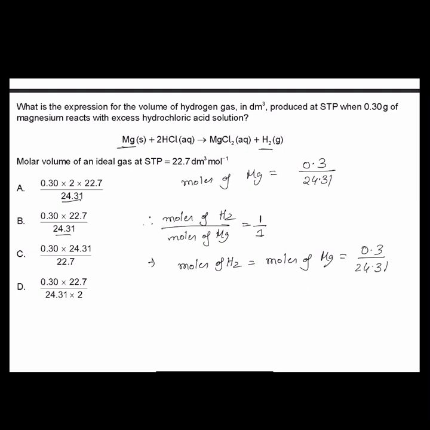Now we have to find the volume of hydrogen gas. Volume is moles times the molar volume. So at STP, this would be moles of hydrogen gas times the molar volume. Molar volume is 22.7. So from this we can say option B is the correct answer to this question.